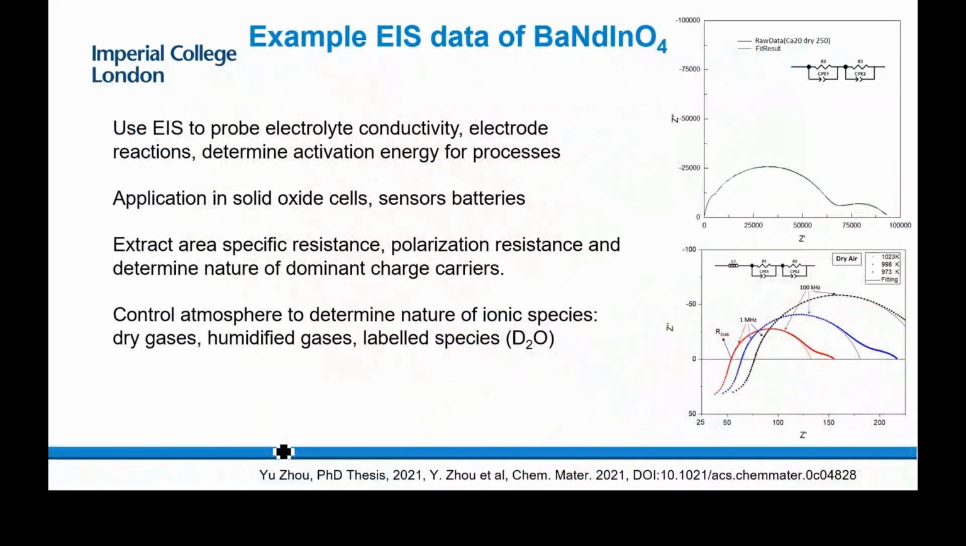Okay, so let's look at some example data. This is going to initially introduce you to the impedance spectroscopy related to an ion conductor. This is some work that Yu Zhu in my group has just finished. He completed his PhD late last year and published his work in Chem Mater in the same year. He was interested in probing electrolyte conductivity of this neodymium barium indate. It has a potential application in solid oxide cells, possibly in sensors, possibly in batteries, for the EIS data at least.